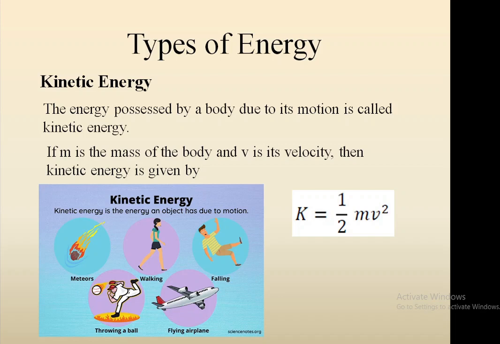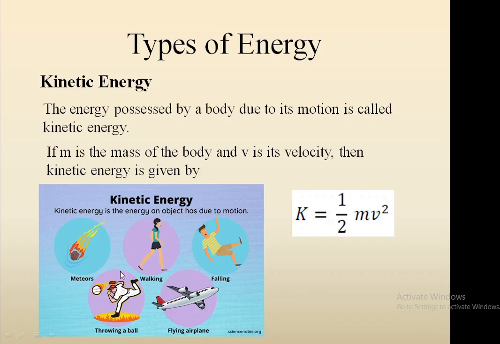So every moving object has a capacity to do work. This type of energy possessed by the moving object is called kinetic energy. The energy possessed by a body due to its motion is called kinetic energy. You can see some of the examples in the figure.